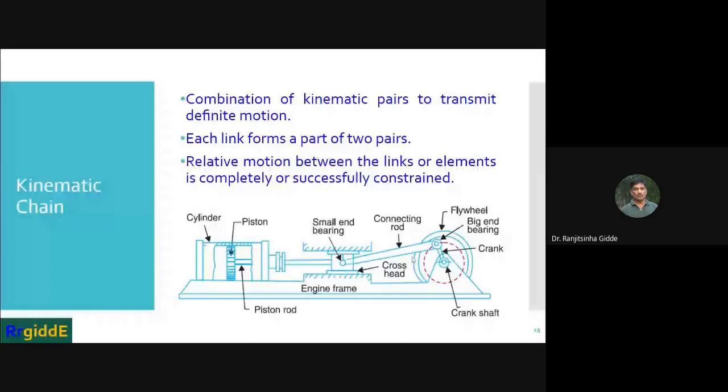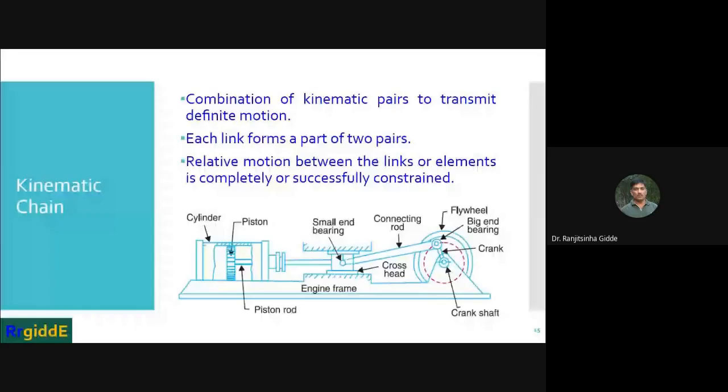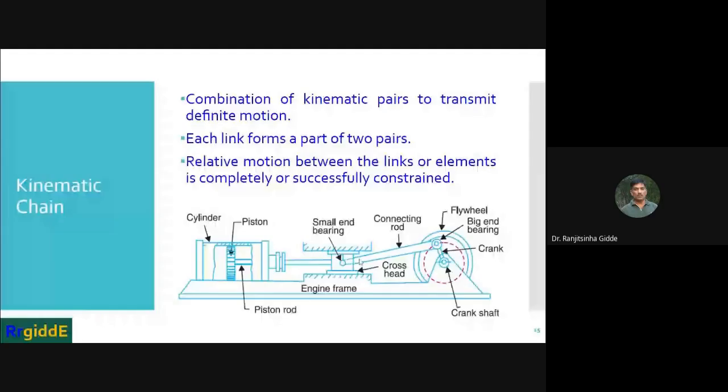Then the next one, the crankshaft. This is the crankshaft, crank and the flywheel. This is the third link. Like this, these links are there. Whenever you see a schematic diagram only with lines, you will have more understanding with respect to the same.